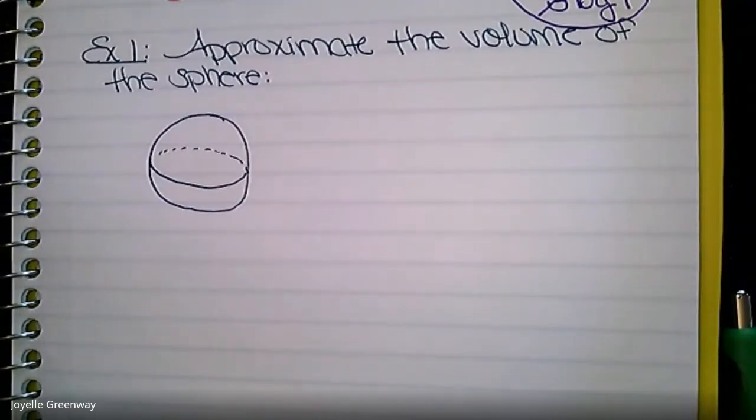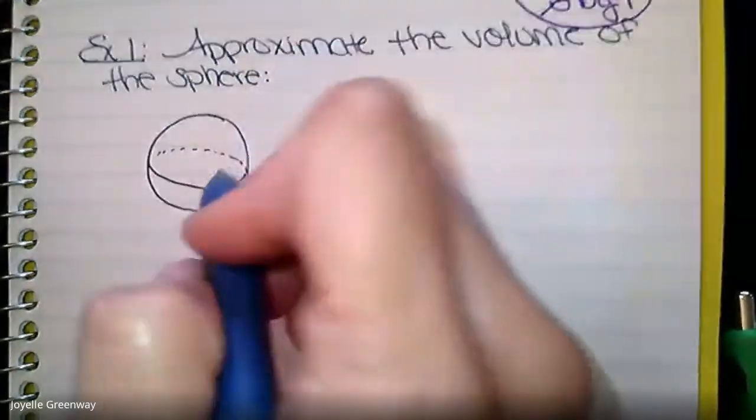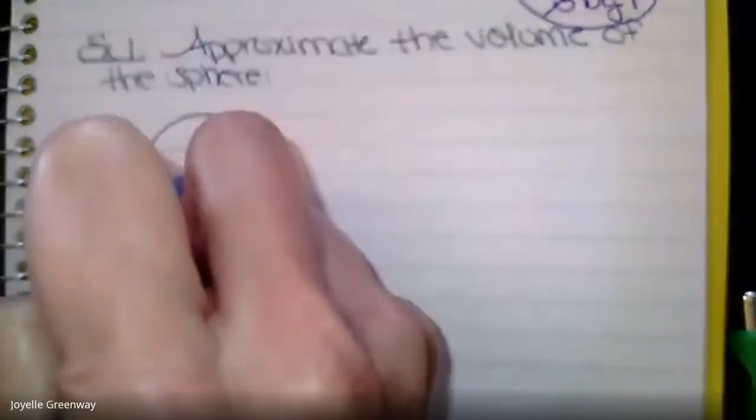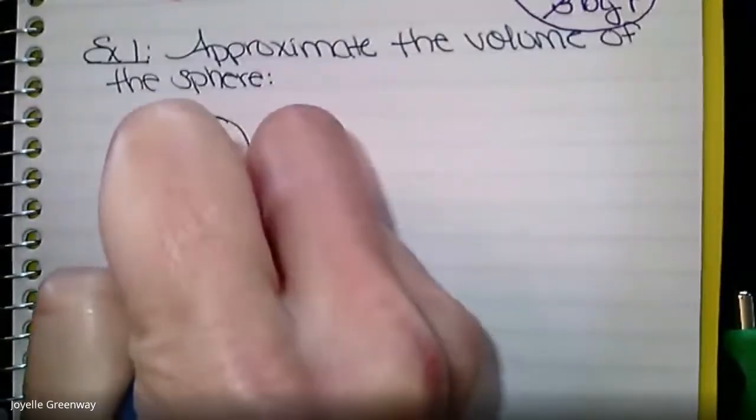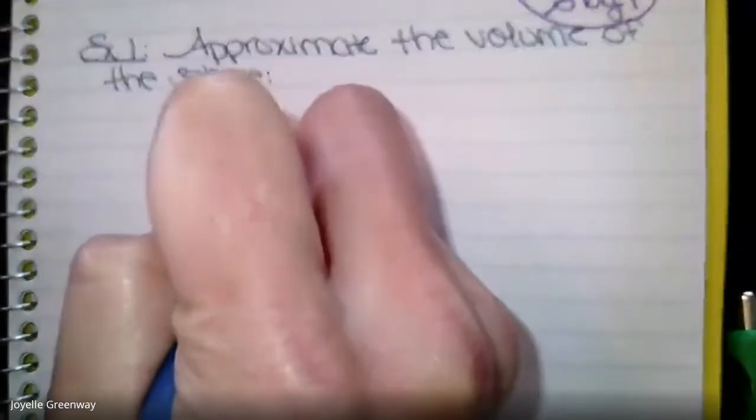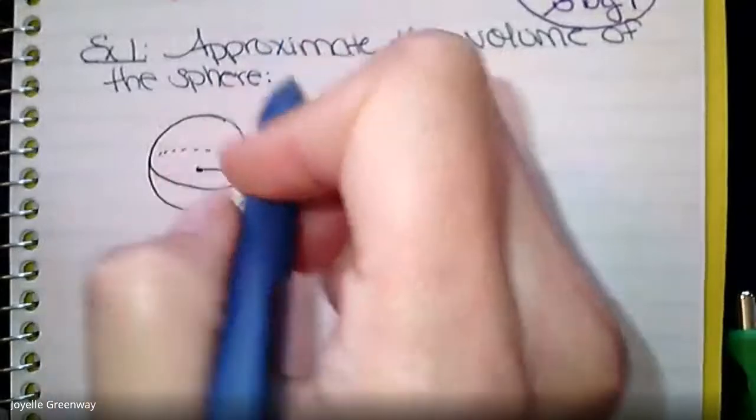A sphere is anything that is three-dimensional and circular. So any type of basketball, soccer ball, baseball, softball, tennis ball, golf ball, right? The earth, that's a sphere. Anything like that is a sphere. So we have this sphere, and we are told that this length here is 15 feet.